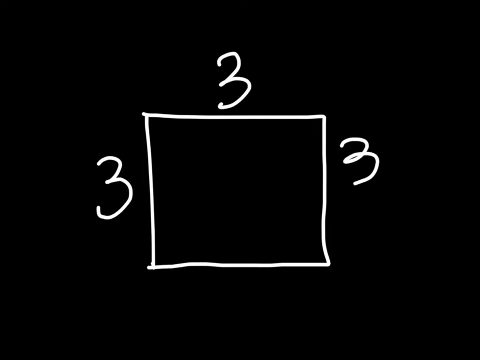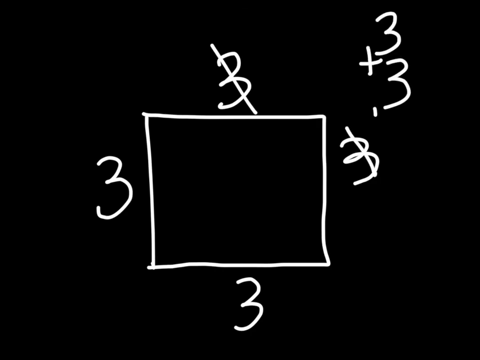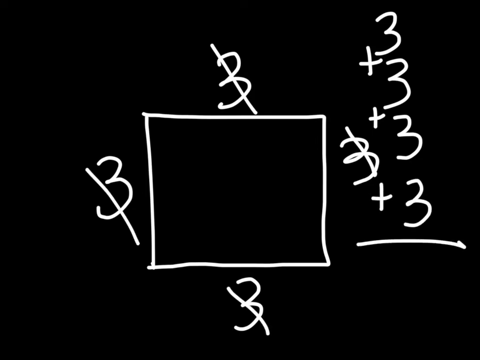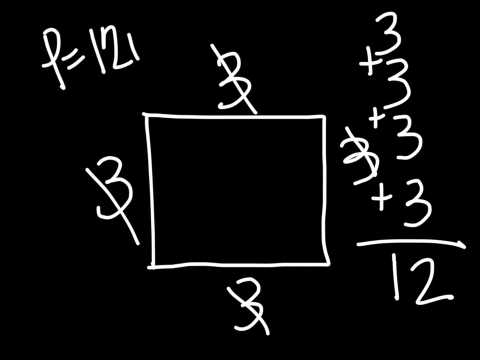Okay, so I've got my shape and I have my sides. Now remember, when we look for the perimeter, we add all the sides up. So I'm going to add 3 plus 3 plus 3 plus 3. And hopefully you saw me there crossing off the 3's as I went. So 3 plus 3 is 6. 6 plus 6 is 12. And there you have it. 3 plus 3 plus 3 plus 3 is 12. And so we would say the perimeter of this shape is 12 units.